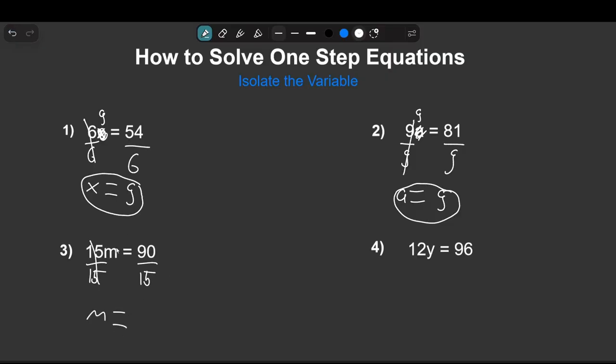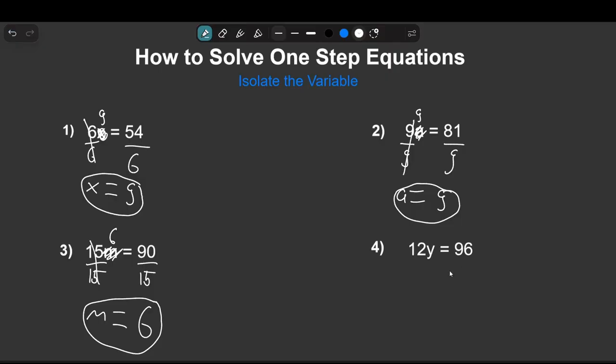So now we have isolated the variable, we can go over to 90 divided by 15. 90 divided by 15 equals 6. So this should be our final answer and our value of our variable. So now we can check this by plugging it in over here. Now 15 times 6, because we are multiplying it because it's next to the number. 15 times 6 equals 90. So this tells us we have the correct answer.